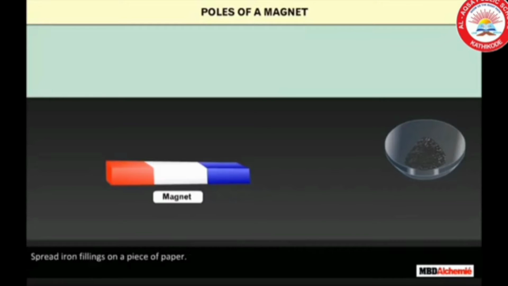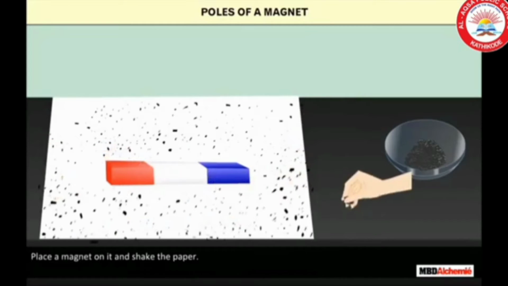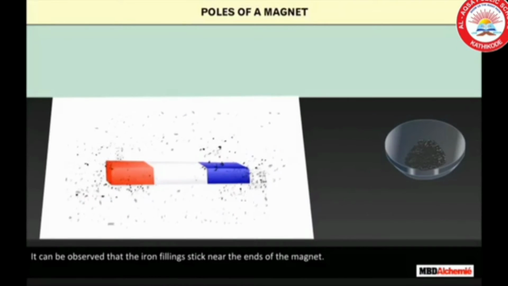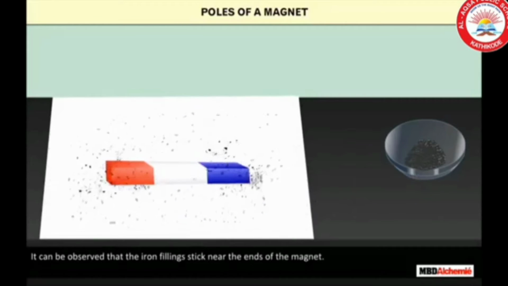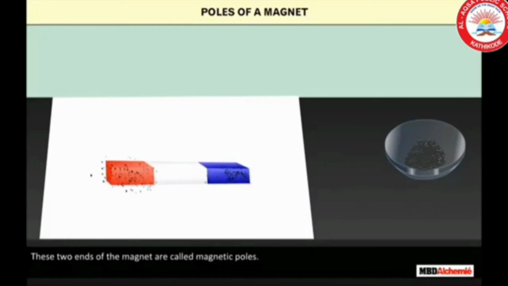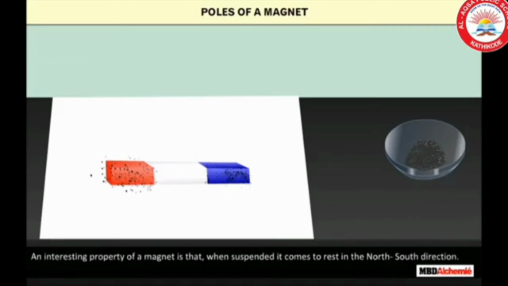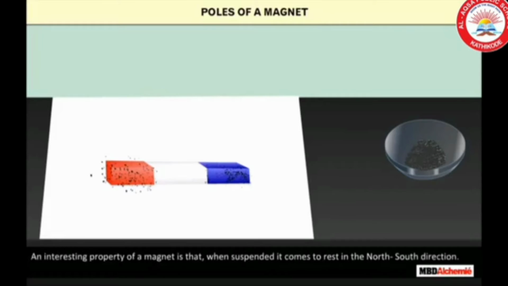Now we can discuss poles of a magnet. Let us perform an activity to know the poles of a magnet. For that, spread iron filings on a paper. Then it can be observed that the iron filings stick near the ends of the magnet. These two ends of the magnet are called magnetic poles. The poles of a magnet always occur in pairs. It is impossible to obtain an isolated magnetic pole.